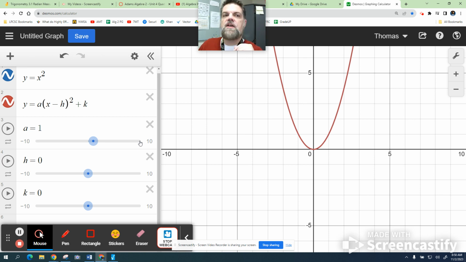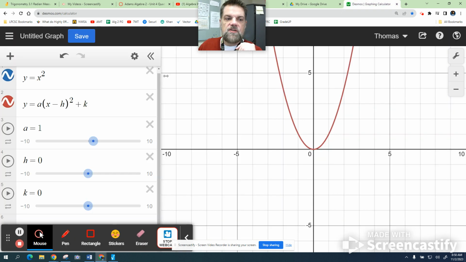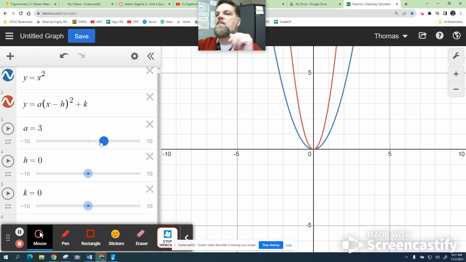And so our equation, what was the first number on our equation? It was 3 times x minus 4 squared minus 2, right? So let's go back here. Let's change a to 3. 1, 2, 3. Now, what did that do to that red line? Did you see what it did? Yeah, it stretches it vertically. It makes it skinnier because it's stretching it.